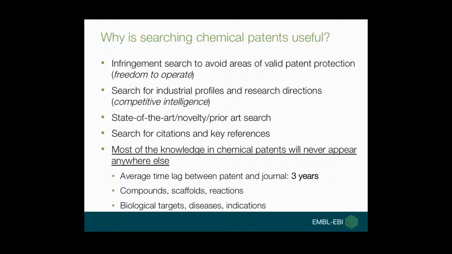But what is a fact is that the knowledge that appears in chemical patents will never appear anywhere else, not in journals nor books. But if it does appear, the average difference between, let's say, a chemical series that appears in a patent document and in a journal publication is about 3 years. So the chemical series that you see now, let's say, published in the Journal of Medicinal Chemistry, the chances are that the same chemical series were published in a patent document about 3 years ago.